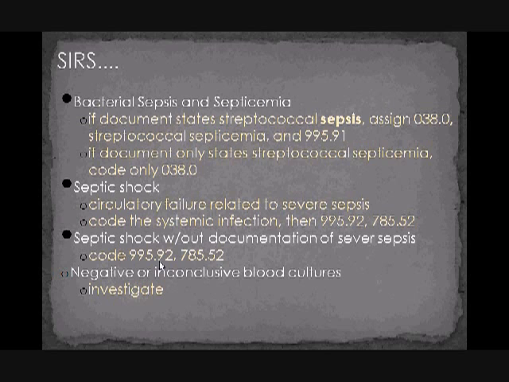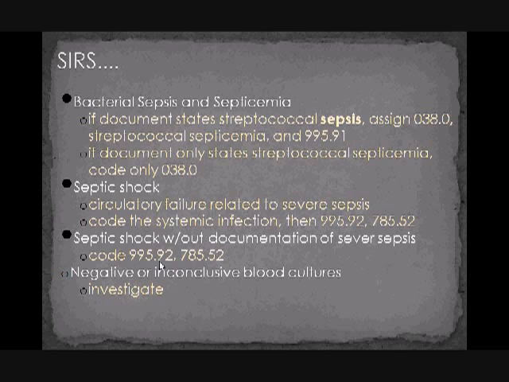So the 038 is for the actual septicemia, and 995 is for the sepsis. And if there was a severe sepsis, then you also assign that as well. If the document only states streptococcal septicemia, that means we don't have sepsis. We only have septicemia.